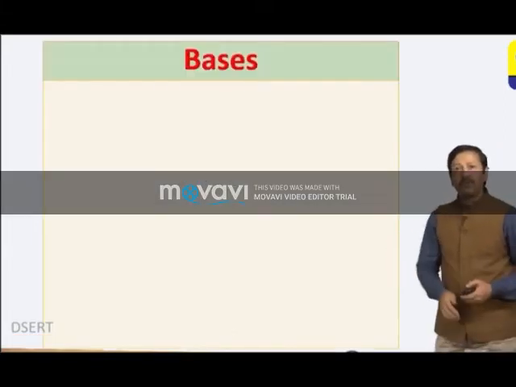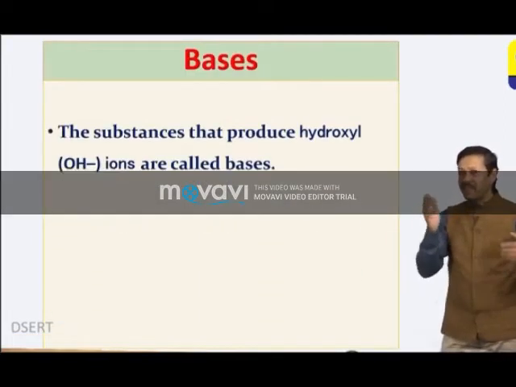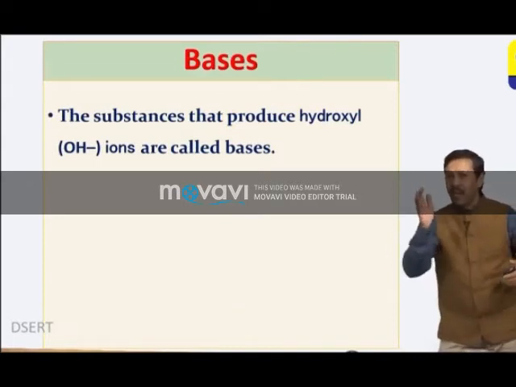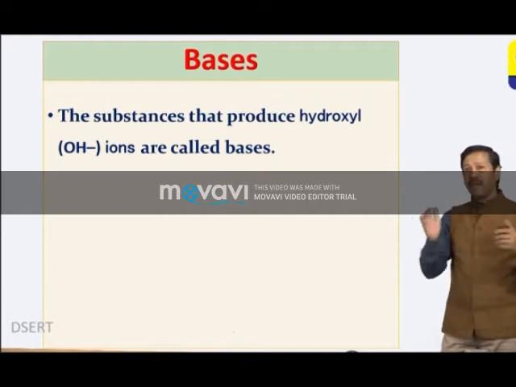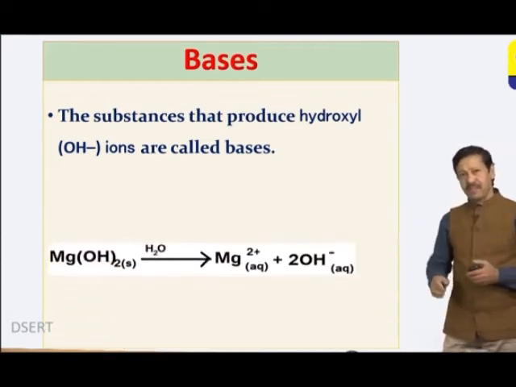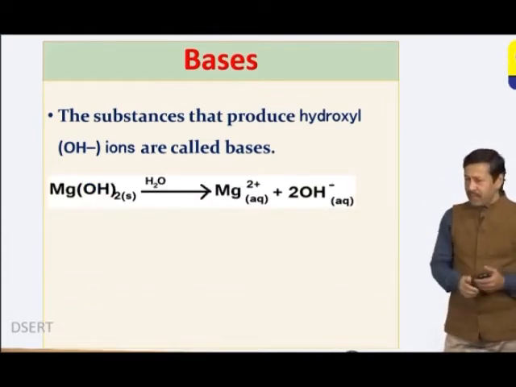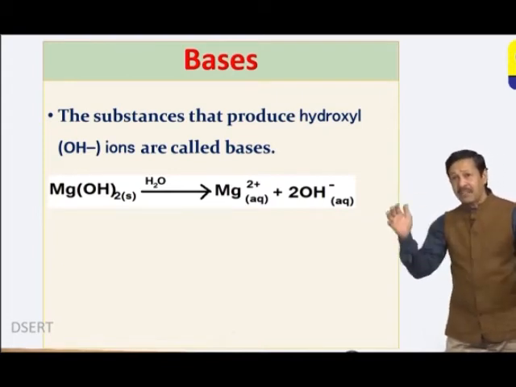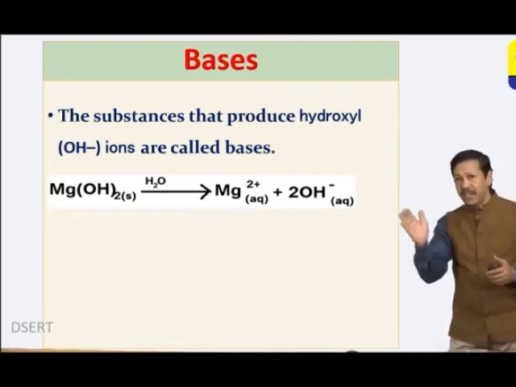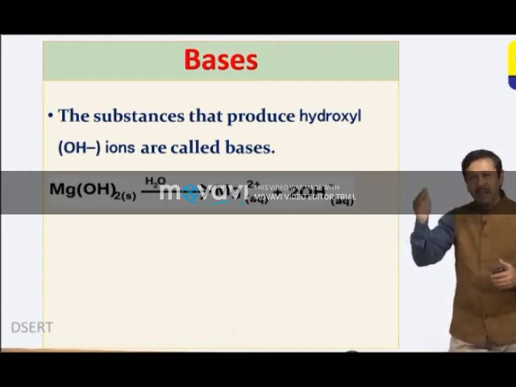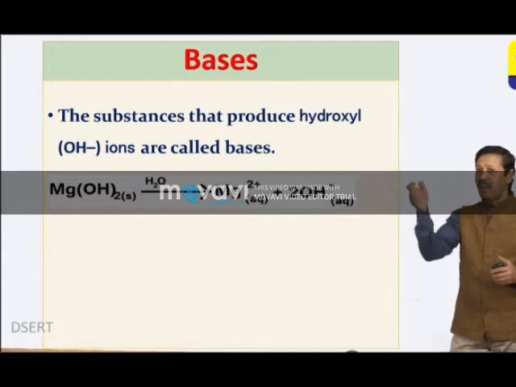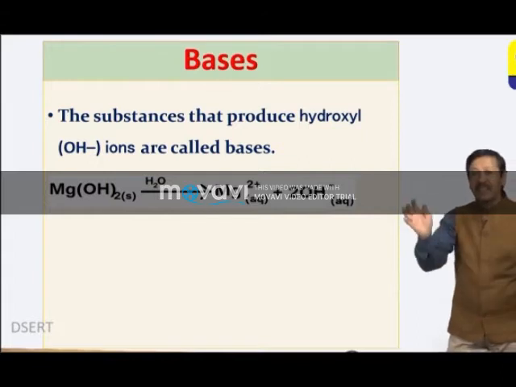Now let us move on to the next slide, that is bases. What are bases? The substances that produce hydroxyl ion, OH minus, are called bases. Mg(OH)2, when added to water, ionizes, it breaks into Mg2+ ion plus 2 OH minus ions. OH minus ions are produced, means that is a base.